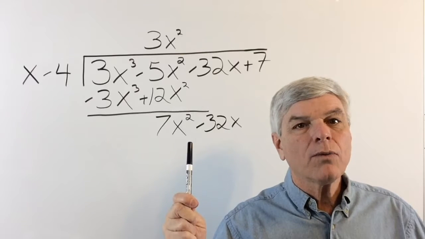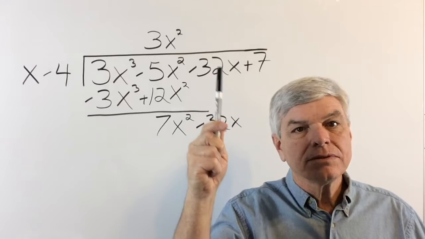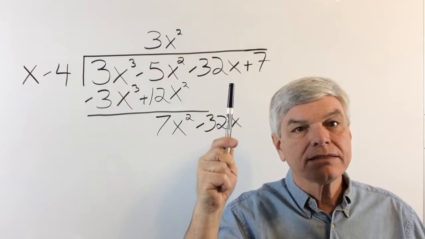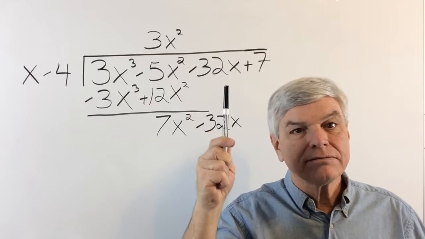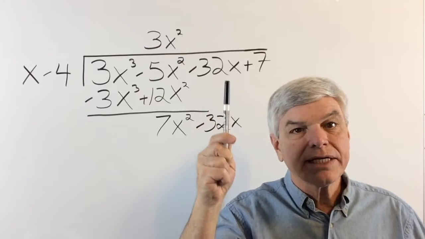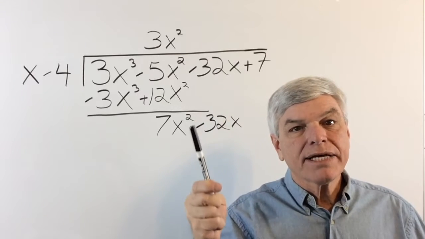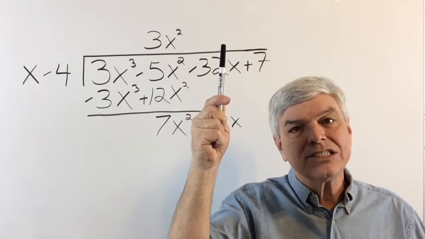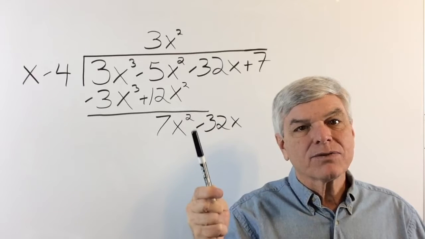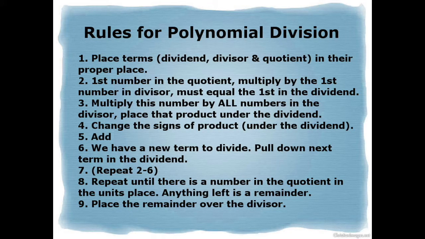So what are we going to multiply up here in this column? You can see it's going to be an x, right? Because it's in the x column. I don't want to give away the answer, but if it's in this column, it's going to be an x. So x times x is going to be x squared. That's good. What are we going to multiply times x to get 7x squared? Well, 7x. Repeat steps 2 through 6.